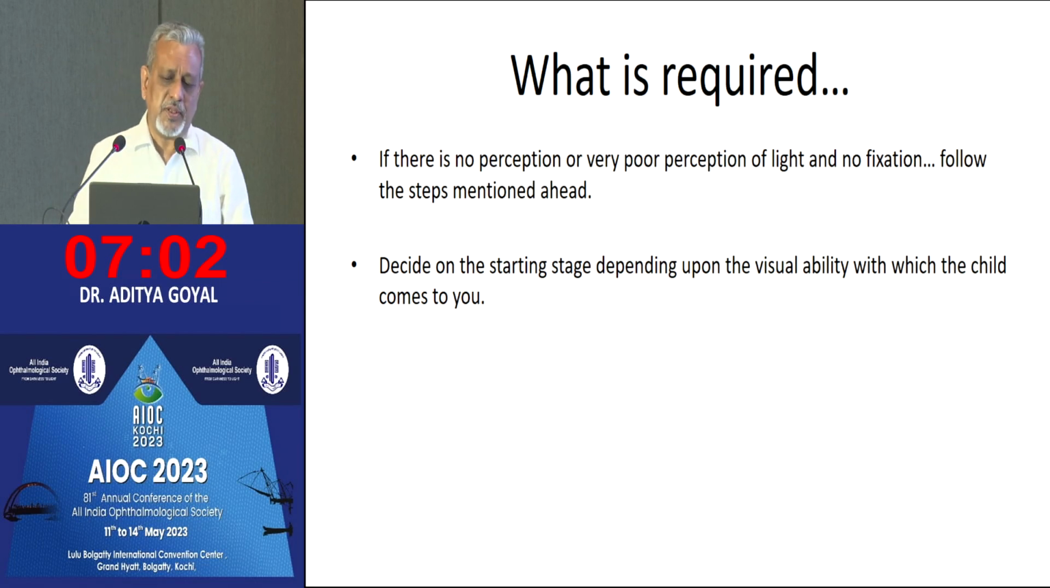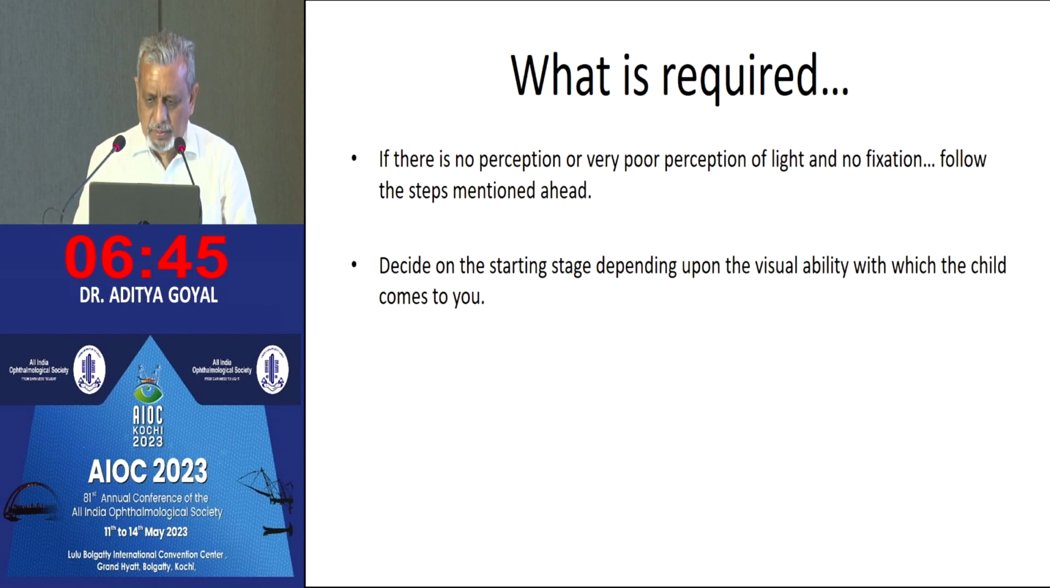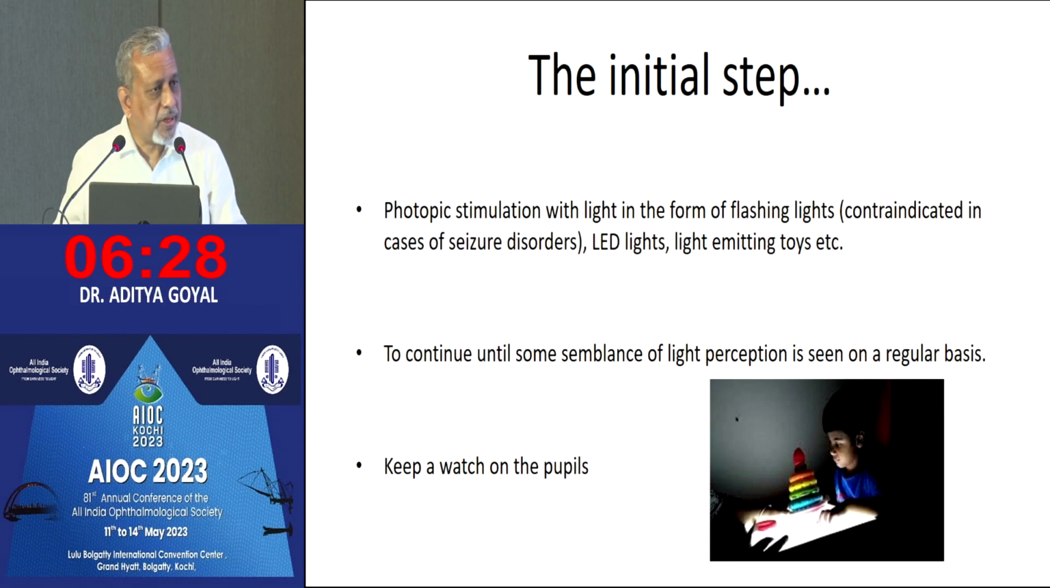Now, from our perspective, if there's no perception or very poor perception of light and no fixation, follow the steps ahead. Or if there's perception of light, if there's fixation, then take it from where we go now. So the first one, like Pooja mentioned, is light stimulation. A caution here: sometimes when the child has seizure disorder, please do not use flashlights, though a few neurologists say it's okay to use flashlight and they will manage the seizure. But I would have it as a word of caution not to introduce flashing lights because they are contraindicated. It may induce seizures. Use LED lights, light emitting toys, etc., and continue until there's some semblance of perception of light and some amount of fixation. Again, keep a watch on the pupils.